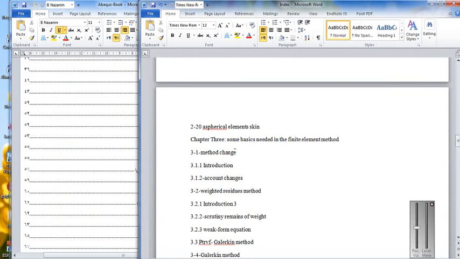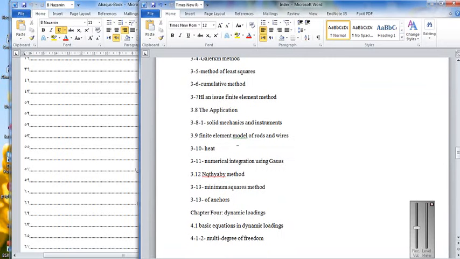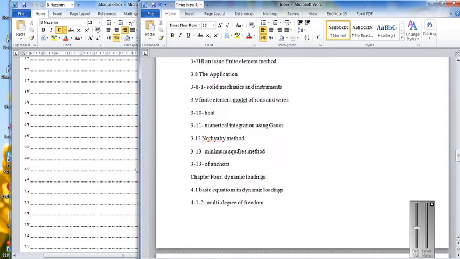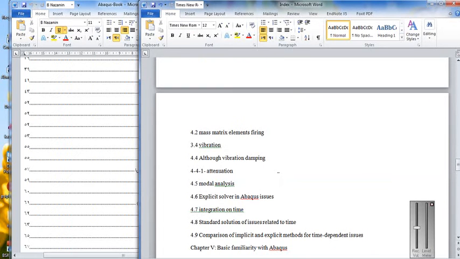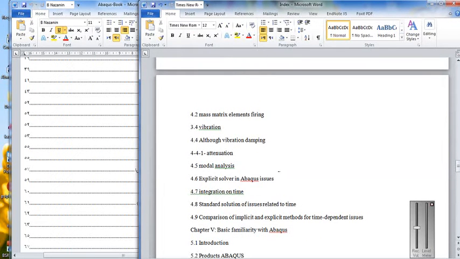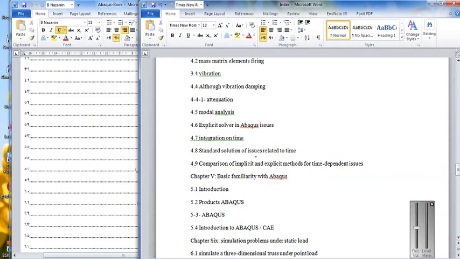and chapter 3, some basic needs in the finite element method. This chapter is for master students, method change, introduction, account change, way reduce method, and other subjects or topics. And chapter 4, dynamic loading, basic equation in dynamic loading, multi-degree of freedom, mass matrix vibration, and modal analysis, and other issues.